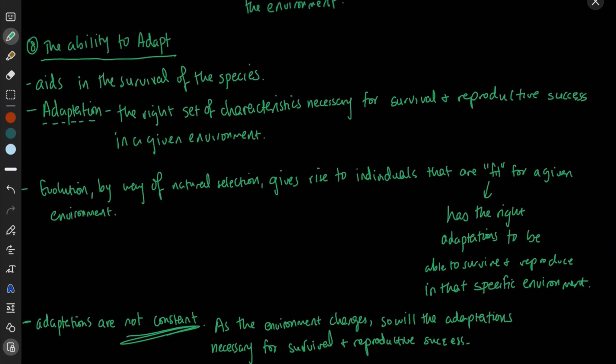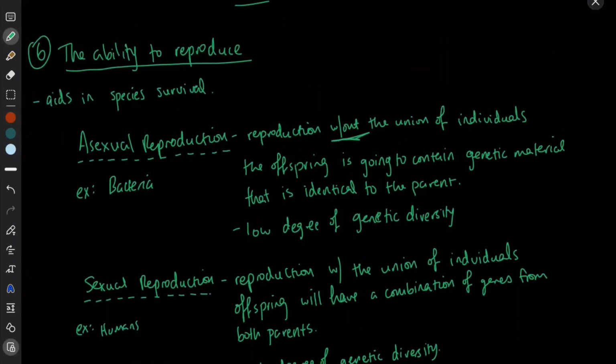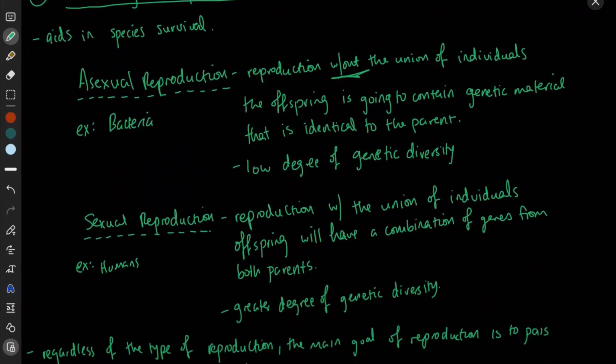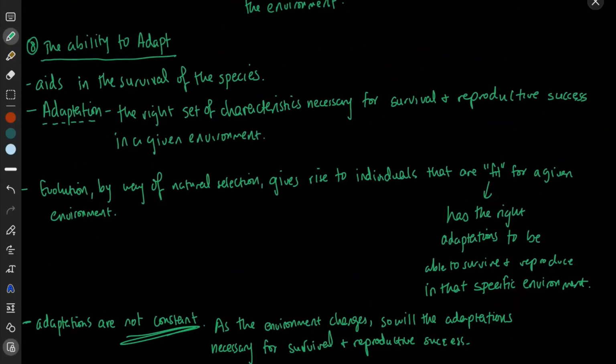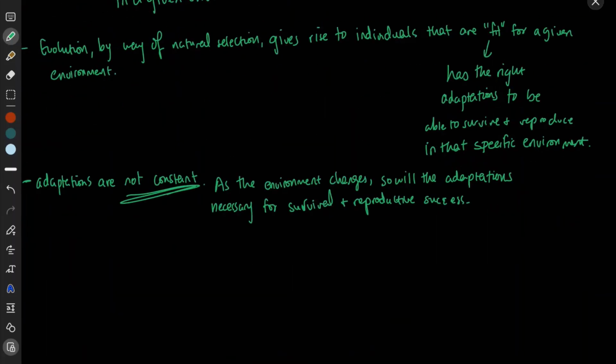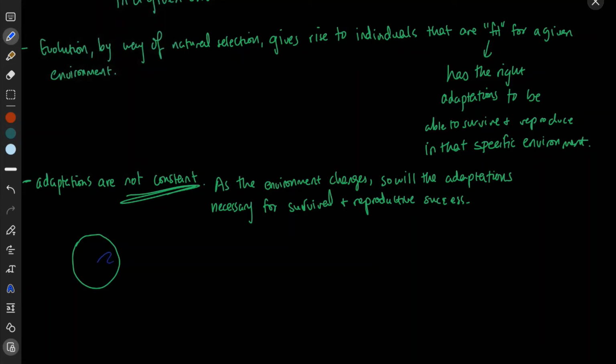Okay, so let's talk about an example that ties in all of this together: the ability to reproduce, the ability to evolve, and obviously the ability to adapt. So let's say we have a petri dish here, and we have bacteria in it. Let's say we start off with a single colony of bacteria.